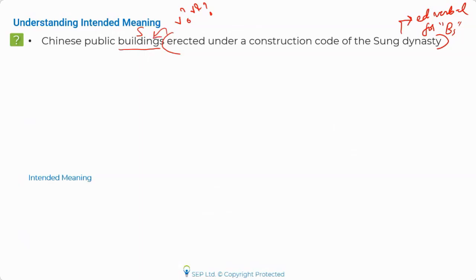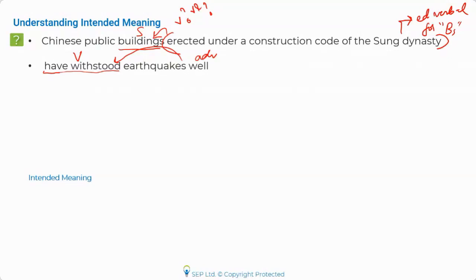Chinese public buildings, okay, what about them? Have withstood. So have withstood is my verb. It's present perfect. Now I'm not going to discuss present perfect, guys, but just understand when we are doing the analysis, we will always talk about the verb tense also. So these buildings, they have kind of stood the earthquakes well. They have not suffered. Well is an adverb, guys. It modifies the verb have withstood. Remember, well is an adverb. It modifies the verb.